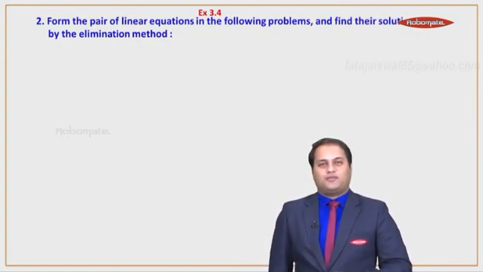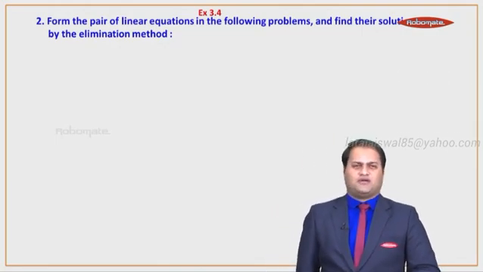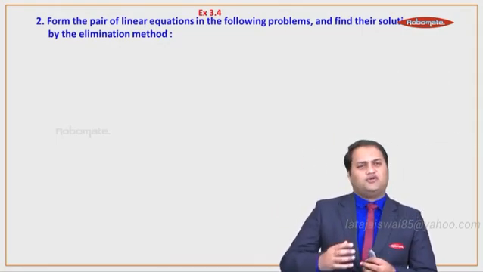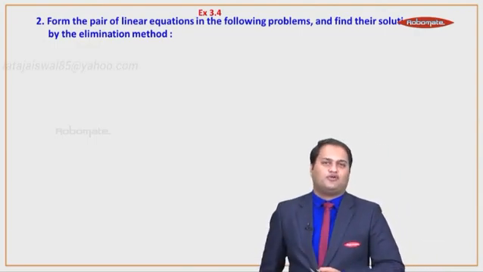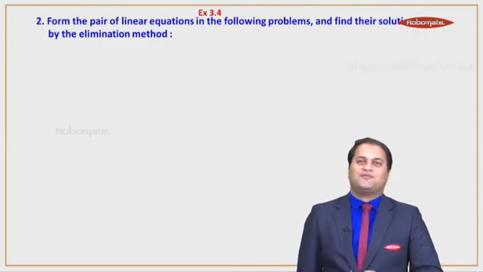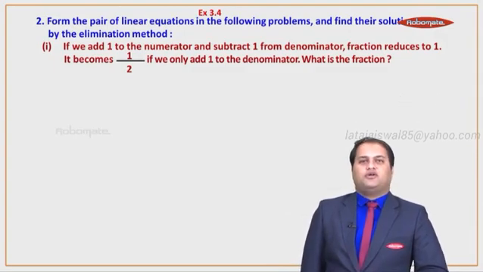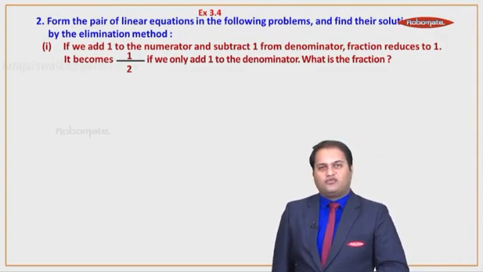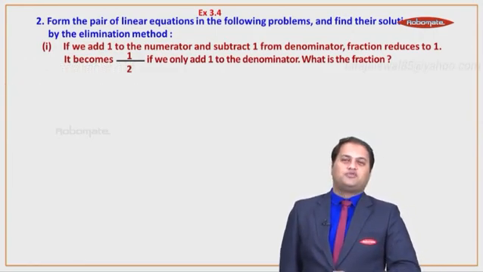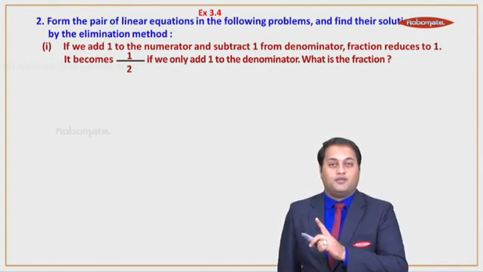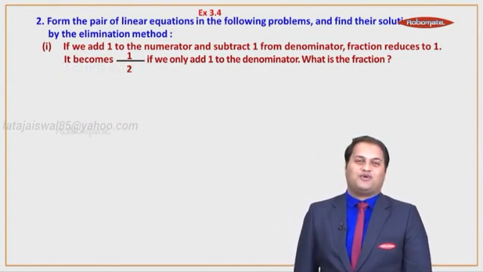The question is, form the pair of linear equations in the following problems and find their solution by the elimination method. The name of the method is not mentioned. You can use any method of your choice, but here it's compulsory for you all to use the elimination method. Let's start. The question is, if we add 1 to the numerator and subtract 1 from the denominator, the fraction reduces to 1. It becomes 1 upon 2. It means the fraction becomes 1 upon 2 if you only add 1 to the denominator.